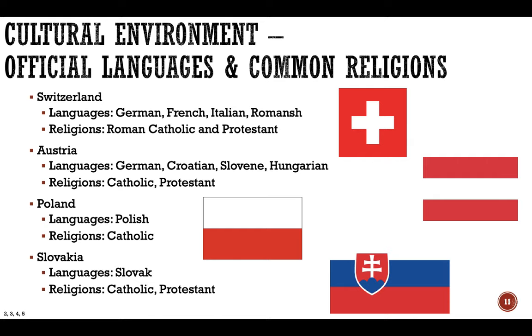I also included a picture of each country's flag. As you can see, red and white is a common theme throughout all of them. And these countries are a lot like the U.S. They have languages that are actually spoken here in the U.S. They're clearly not English, but they're common. And then their religion is also very common throughout the U.S.